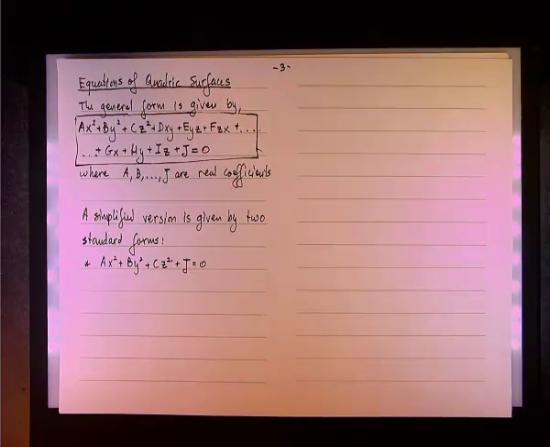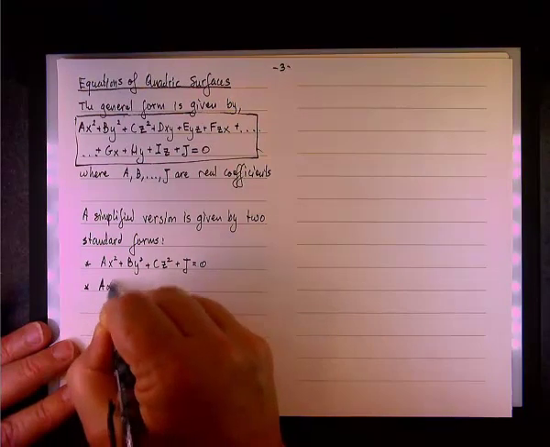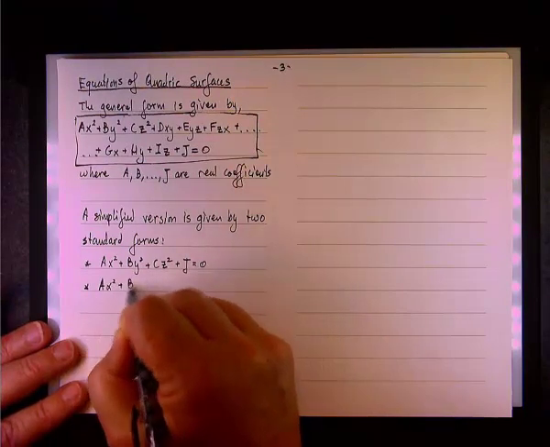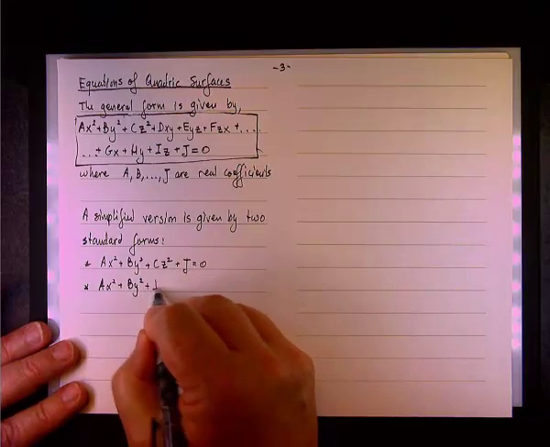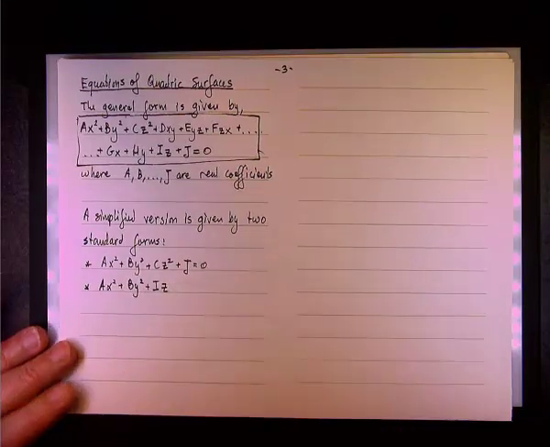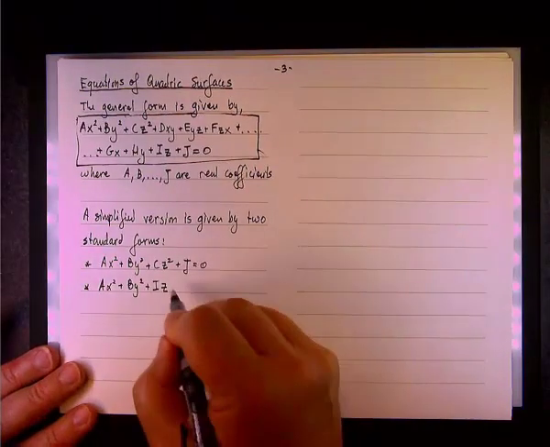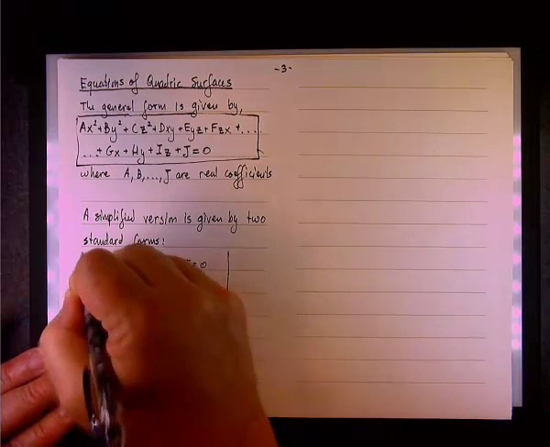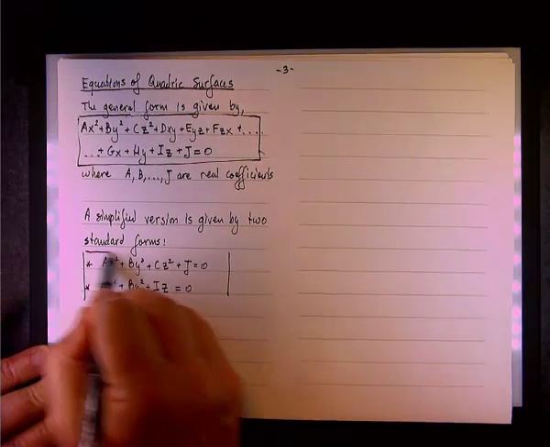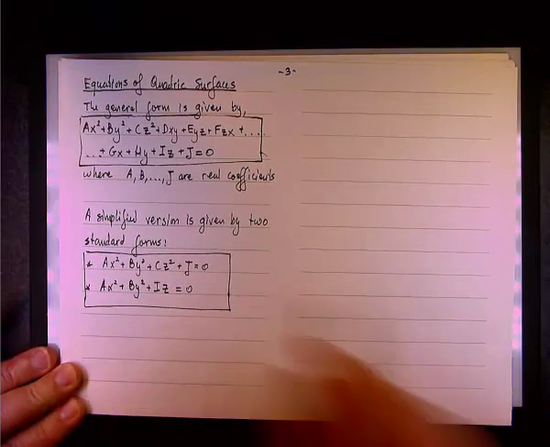And of course we can write it as Ax squared plus By squared plus Cz squared equals negative J. And the other is Ax squared plus By squared plus Iz. In other words, z is not quadratic, z is linear, equals 0. We have one of these two forms.